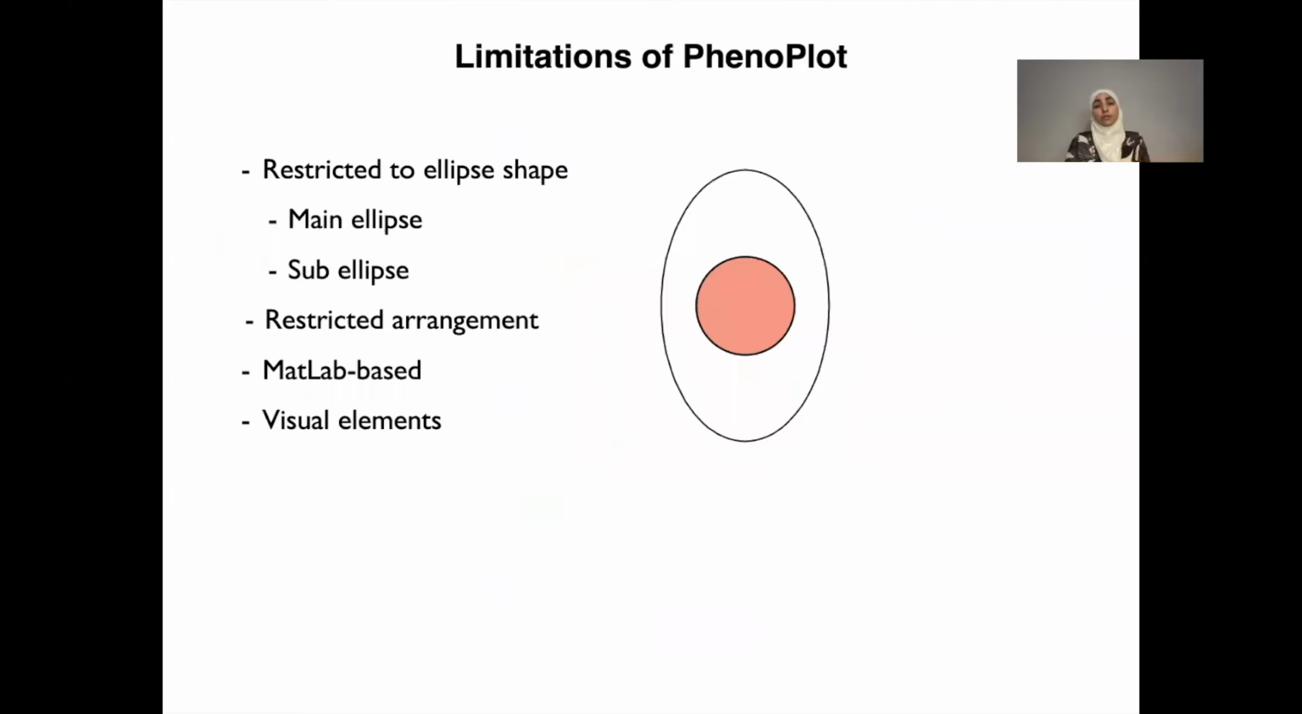However, Phenoplot has many limitations. It was aimed at cell shape, assuming that the cells look like an ellipse, and the arrangement of the ellipses was fixed. It was written in MATLAB, and there was limitation in the visual elements. So I really wanted to take these ideas further and make a generalizable tool that can apply to many more data sets.